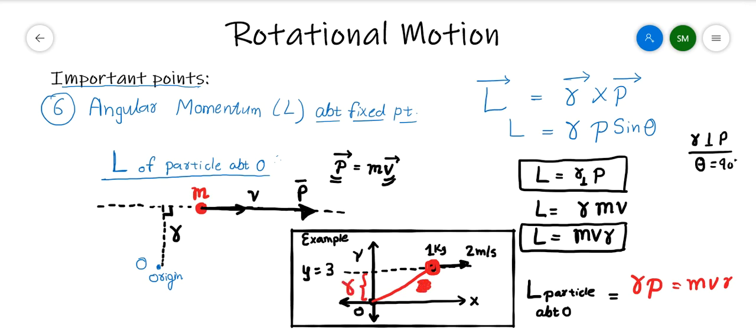As you know, the body is moving on the line y coordinate equal to 3. That means this r will be 3. So this r is 3, velocity is 2, and the mass is 1. So 1 into 2 into 3, which is 6. Hence the angular momentum of this particle about the origin is 6. This way we can find angular momentum about the origin. Okay, let's go to the next point now.